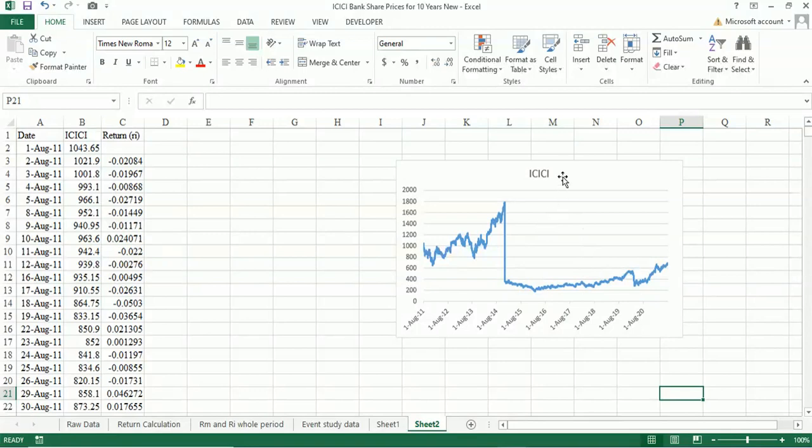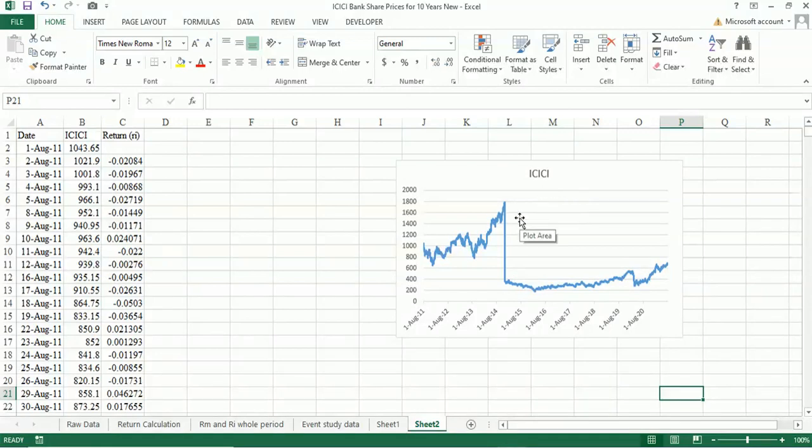You can observe this is the share price chart of ICICI Bank, and you can see that somewhere in December 2014, there is a steep fall in the share price of ICICI Bank. The previous day it was around 1800, and the next day it fell to almost 390, near 400 rupees. So this type of event is a stock split.